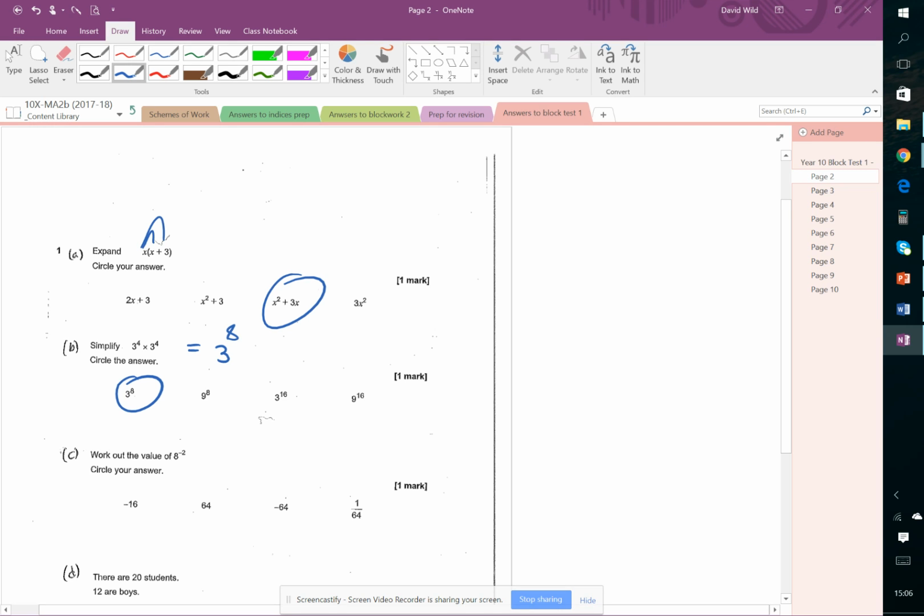Okay, so remember, add the indices, same base, add the indices. 4 and 4 is 8. Next one, 8 to the minus 2 is the reciprocal of 8 squared, which is 1 over 64. So it's this one.